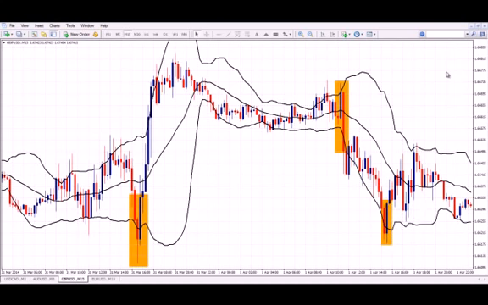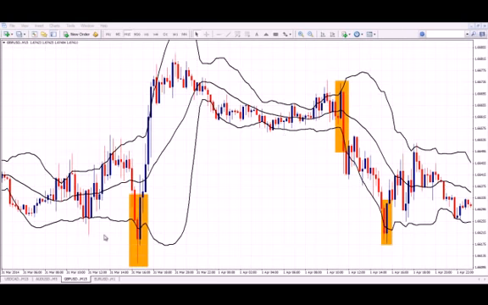Now this is basically how you trade the overbought and oversold signals using the Bollinger Bands, but this is not the only setup you will be looking for. Now we're going to go and find squeeze trades.